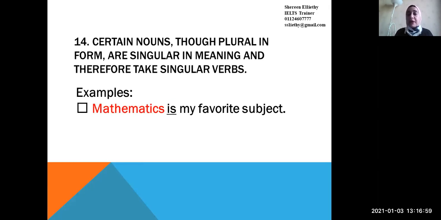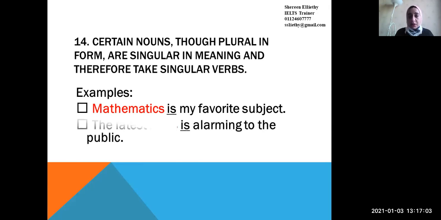So mathematics is my favorite subject. The latest news is alarming to the public. I know that news is one of the words that confuse you, but it looks plural, but in reality it's singular. The same is with mathematics. You say mathematics is my favorite subject. The latest news is alarming to the public. Very good.